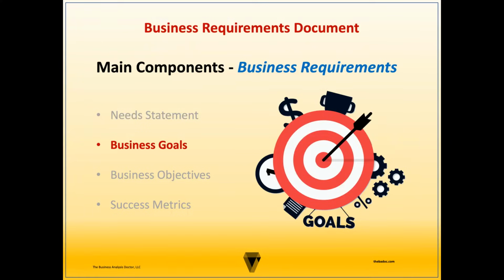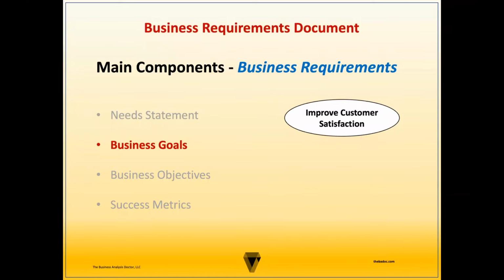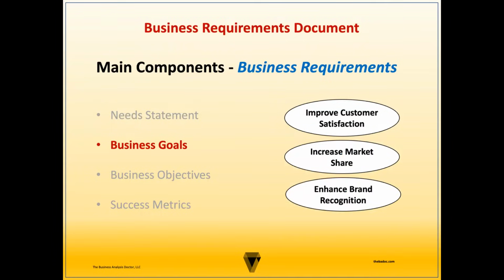Next is business goals. Business goals are statements that describe longer-term, ongoing, and qualitative states or conditions that the business is seeking to achieve and maintain. High-level goals are generally broken down into various areas to include the expected results. For example, improve customer satisfaction, increase market share, enhance brand recognition, or create new capabilities.